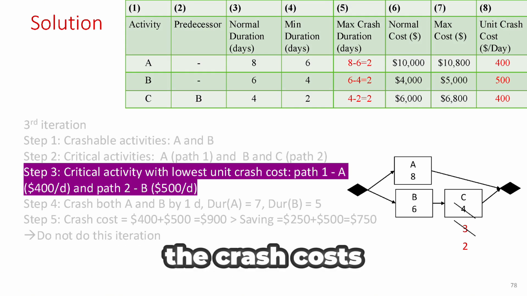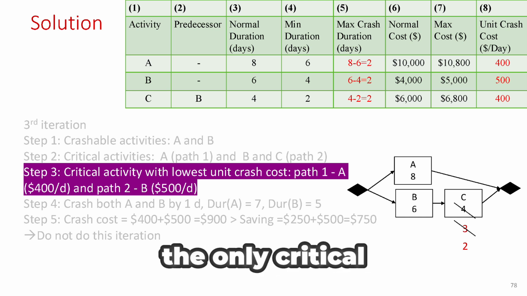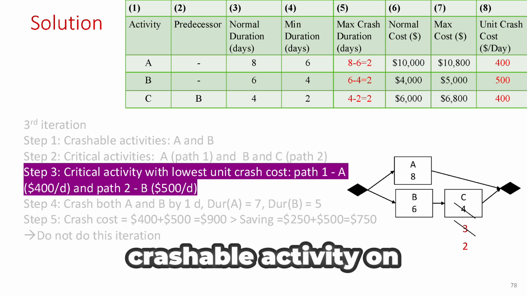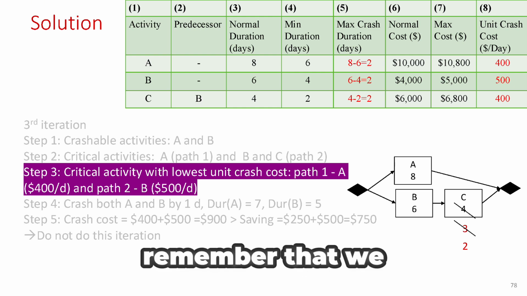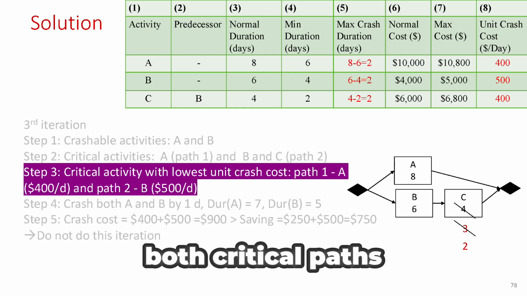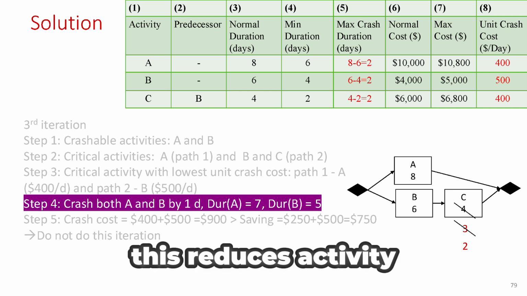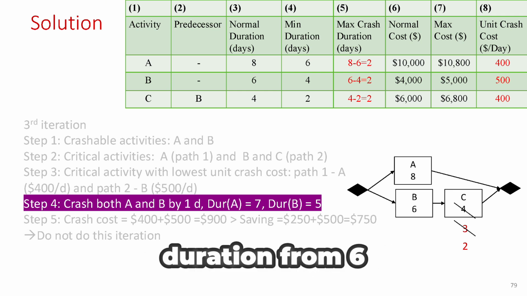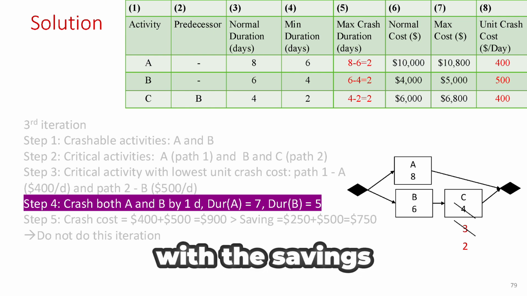We then evaluate the crash costs for each critical activity. Activity A is the only critical activity on path 1 with a crash cost of $400 per day, and activity B is the only crashable activity on path 2 with a crash cost of $500 per day. Remember that we need to crash both critical paths. We decide to crash activities A and B by 1 day. This reduces activity A's duration from 8 days to 7 days, and activity B's duration from 6 days to 5 days. Now we calculate the crash cost and compare it with the savings.